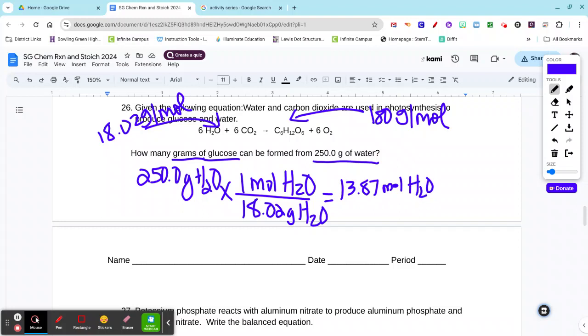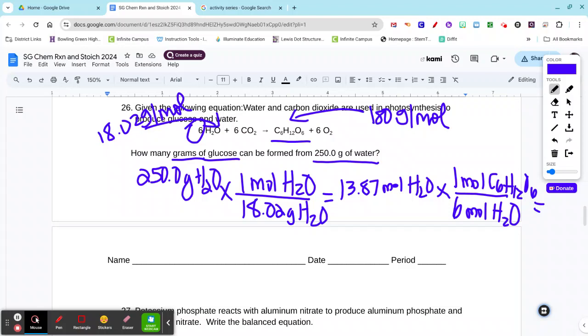Step 2 allows me to go from what I started with to what I'm trying to find. So I'm going to use my equation. I have 6 moles of water. That goes on the bottom because it's right here. 6 moles of H2O. And I'm trying to go to glucose, which is this. So that is 1 mole of C6H12O6. So when I divide this by 6, I get 2. So my answer, I'm going to drop down here. So I get 2.31 moles of glucose, C6H12O6, because effectively I'm dividing. I'm taking 13.87 times 1 divided by 6, or times 1/6, however you want to do that.